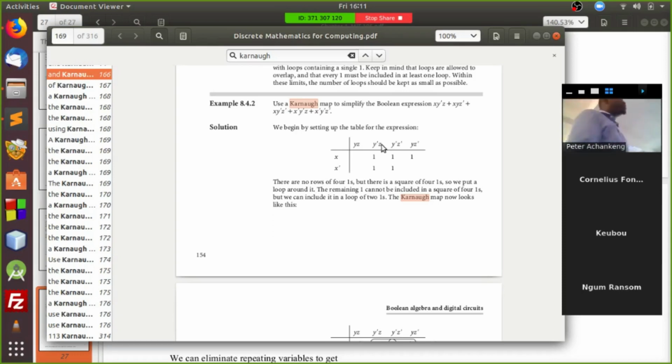Alright, this example here produces a Karnaugh map of this form. You don't need to start from the disjunctive normal form and then start plotting those things. You should be able to, by this time, come out with that 1 1.